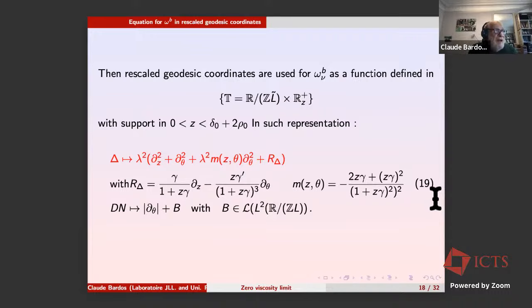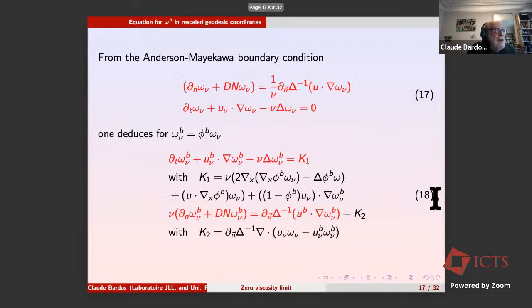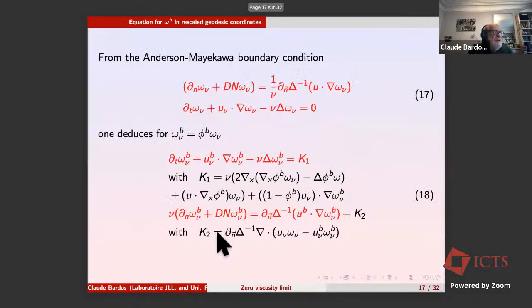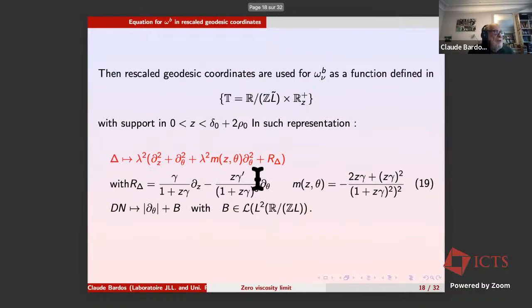And for this, since it's near the boundary, I can use the rescaled boundary condition, which I call the geodesic boundary condition, which I've introduced beforehand. So the first thing is to change the Laplacian. If we have an elliptic equation and make a change of coordinates, I will still have an elliptic equation.